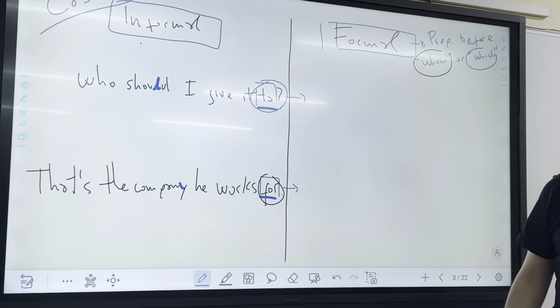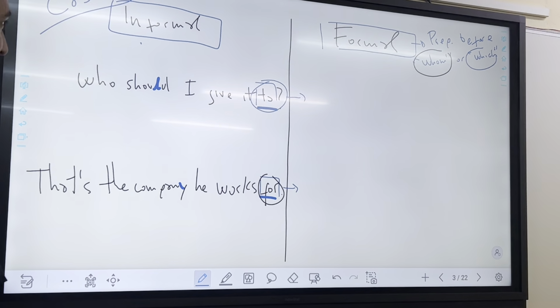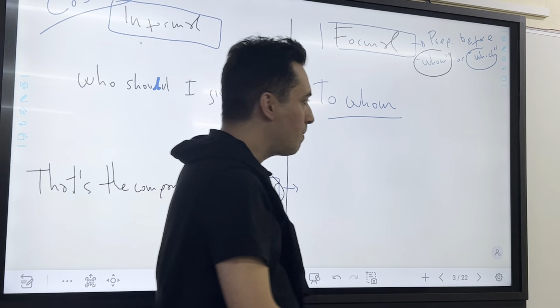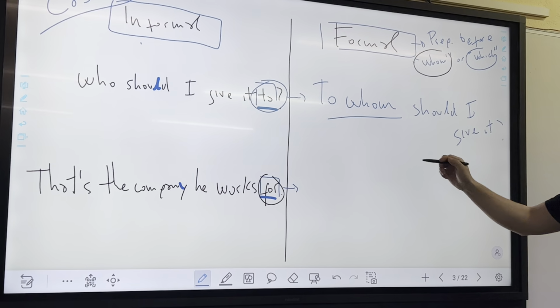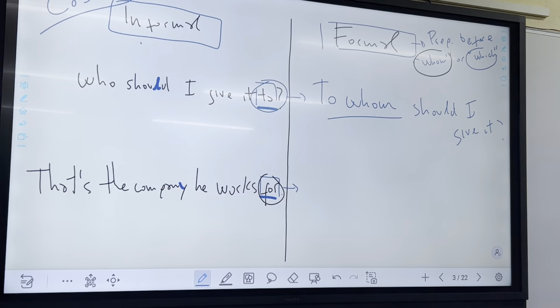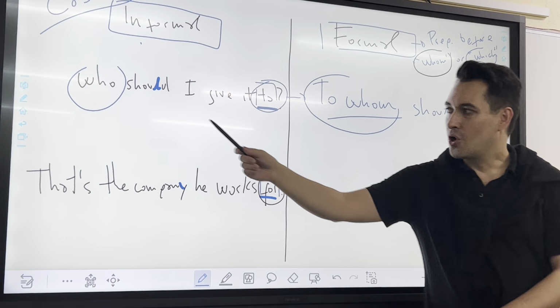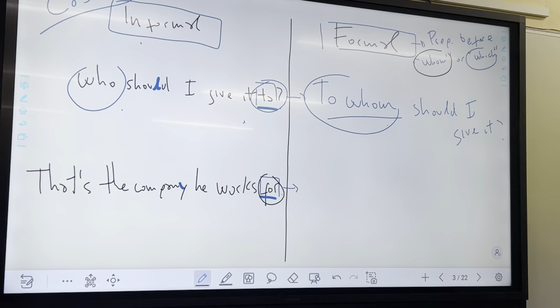To whom should I give it to? Do you agree with Alvaro? Say again, Alvaro. To whom should I give it? Absolutely correct. To whom should I give it? This one is a little bit more similar to Spanish. But be careful because you should say whom, not who. So you can say to whom, or who to. Who to or to whom. Not to who. To who would be incorrect.